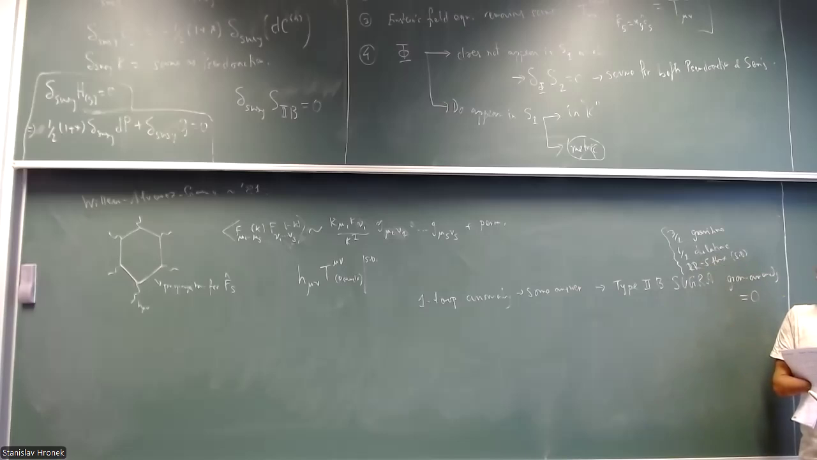Okay. And of course, in general, if you do any loop computation in supergravity, it's not going to make sense, because, at least as far as I know, it's not supposed to be a renormalizable theory. But this is a computation which makes sense because it's one loop exact.